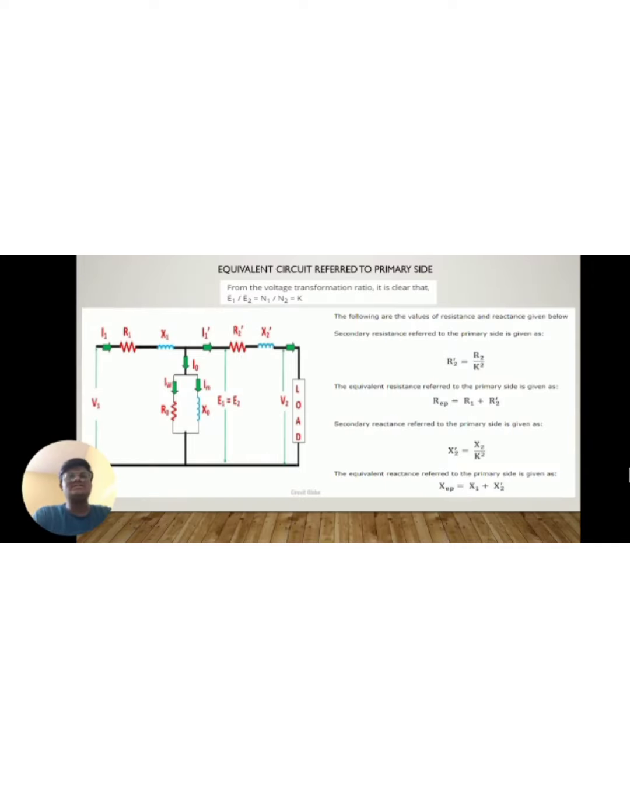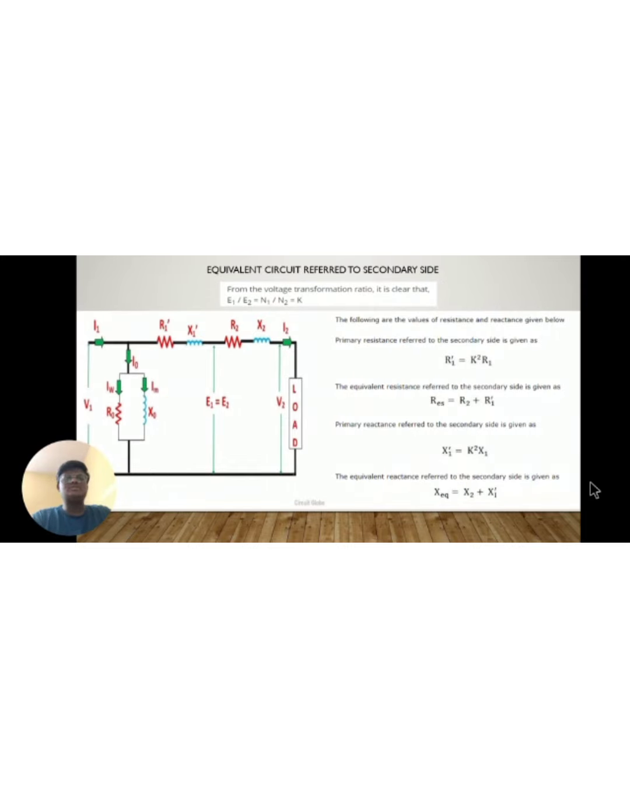Equivalent circuit referred to primary side. For drawing the equivalent circuit of a transformer referred to primary, first we have to establish the general equivalent circuit of the transformer. Then we will modify it for referring from the primary side. For drawing this we need to recall the complete vector diagram. The voltage applied across the winding is countered by the primary induced EMF.